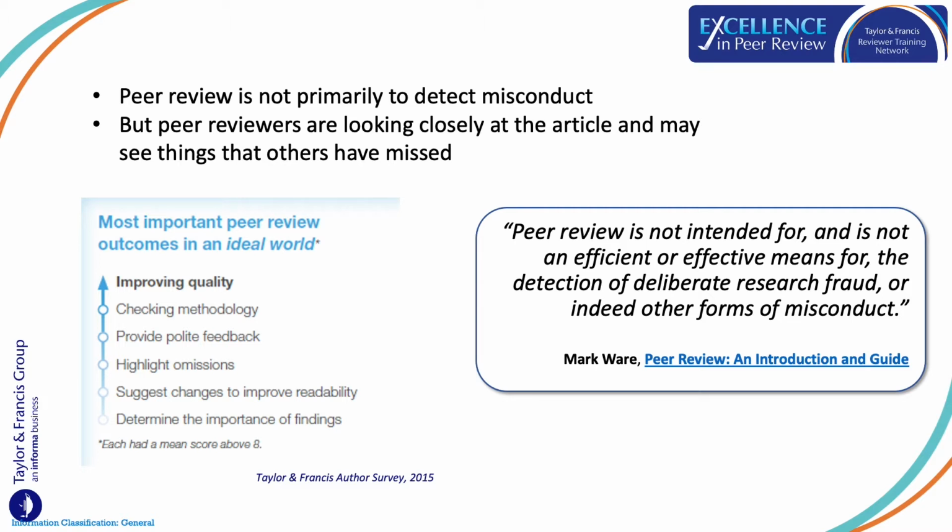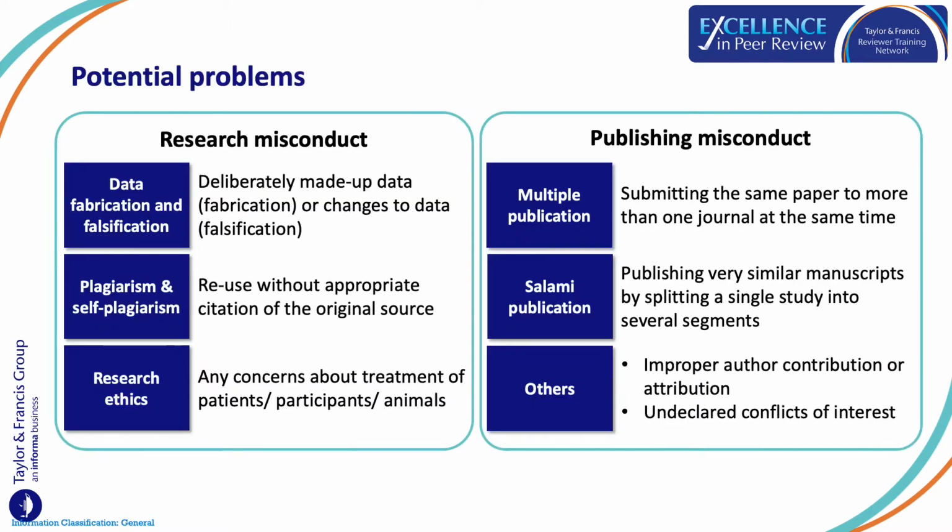But as a reviewer, you are looking closely at the article and you are actively doing research in the same field, so you might see things that others have missed. What kind of potential problems are we talking about? They could be classified as research misconduct and publishing misconduct. Research misconduct includes deliberately made up data or changed data, reuse without appropriate citations of the original source, or any concerns about treatment of patients or participants or animals.